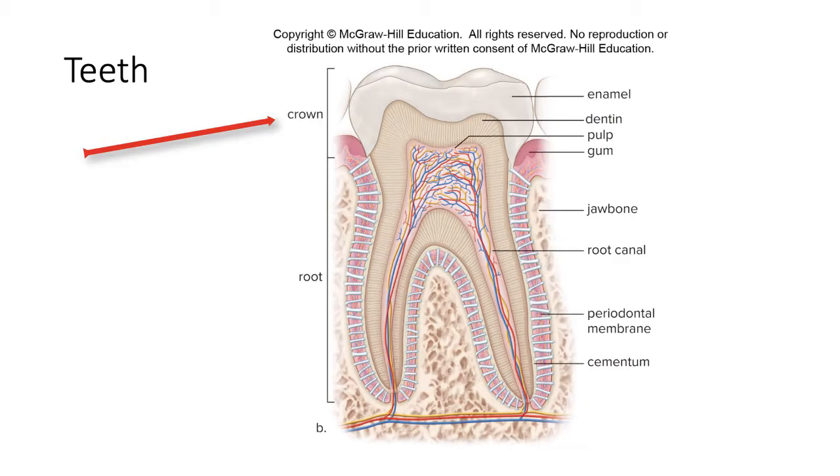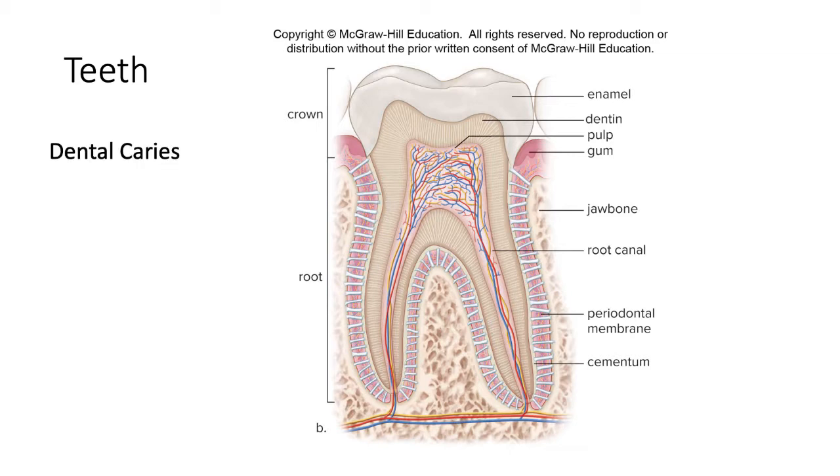The portion of the tooth above the gum line is called the crown, and the portion below the gum line is called the root. The crown has a layer of enamel which protects the underlying dentin from decay. Blood vessels supply the tissues of the tooth with nutrients.